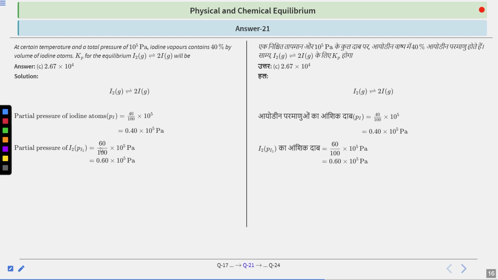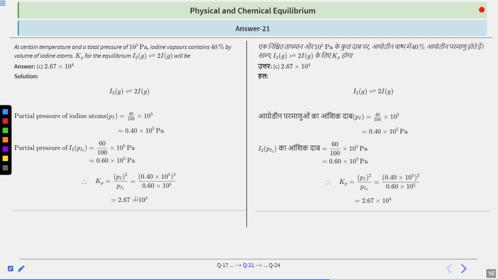Now the partial pressure of I2. So this was of the iodine atom, and this is of the iodine molecule. That will be the remaining percentage, that is 60 by 100 into 10 to the power 5, that is 0.6 into 10 to the power 5 Pascal. Now we put the values in the Kp equation, which will give you 0.40 into 10 to the power 5 whole square by 0.60 into 10 to the power 5. On calculating this, we will get 2.67 into 10 to the power 4 as your correct answer.